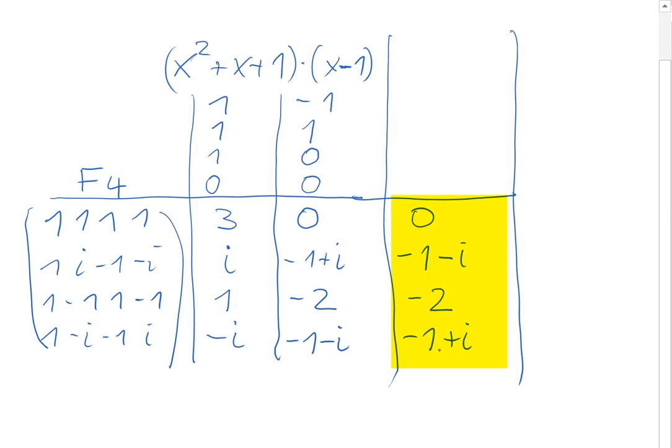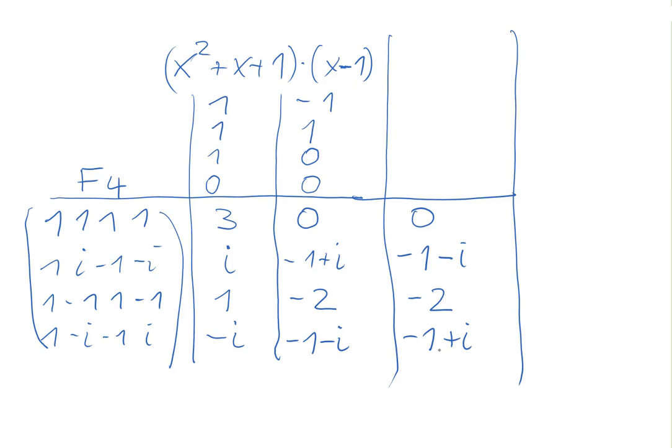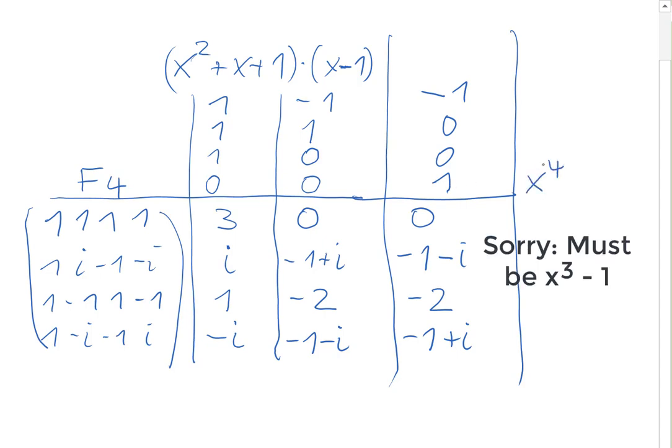And if we transform back using the inverse Fourier matrix, you can do it at home, then we get the following points: -1, 0, 0, 1, where -1 is the lowest coefficient and 1 is the highest coefficient. So this corresponds to the polynomial x to the power of 3 minus 1. So this is the result.